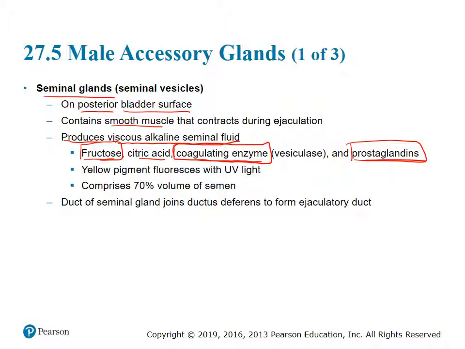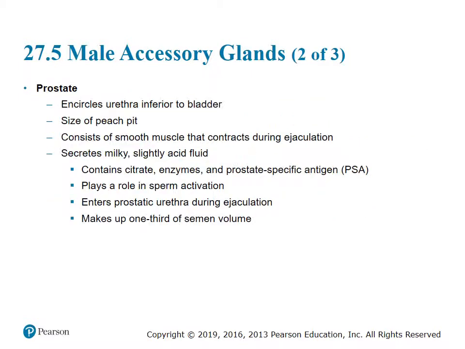So it does have a yellow pigment. This yellow pigment, when UV light is shined upon it, will be fluorescent, right? 70% of the volume of semen is from the seminal gland. The duct of the seminal gland joins the vas deferens there, and that forms the ejaculatory duct. And again, that's where I mentioned the meeting place is, becomes the ejaculatory duct.